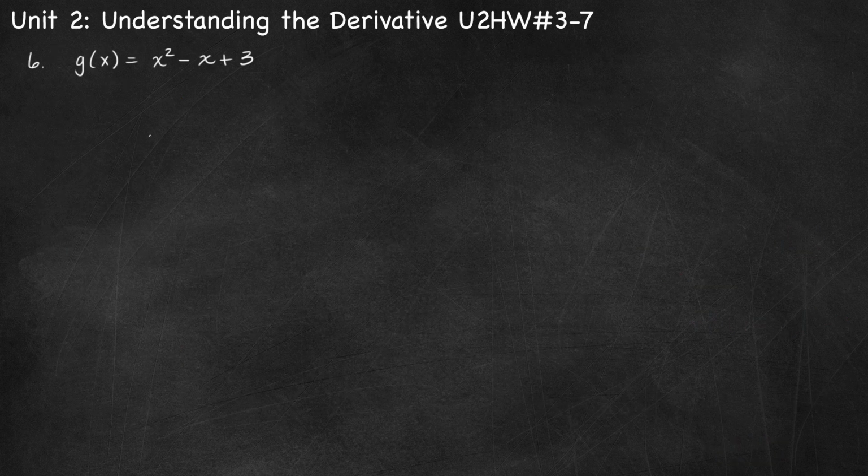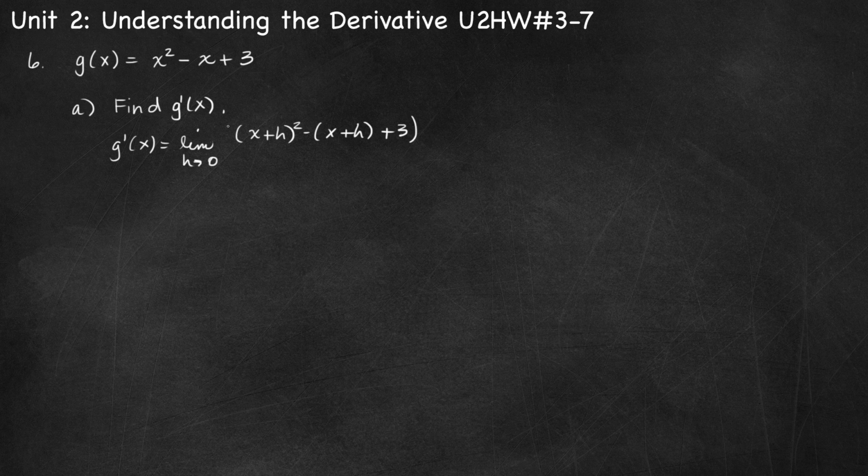Number 6, part A, use the limit definition of the derivative to determine a formula for g prime of x. So g prime of x equals the limit as h approaches 0, g of x plus h. So we're going to substitute in x plus h. That's g of x plus h, minus g of x, that's our original function, all of that over h.